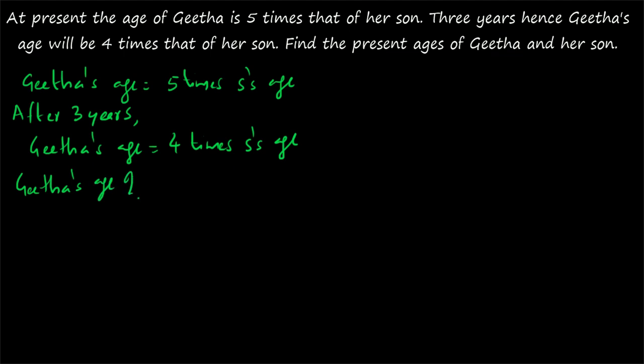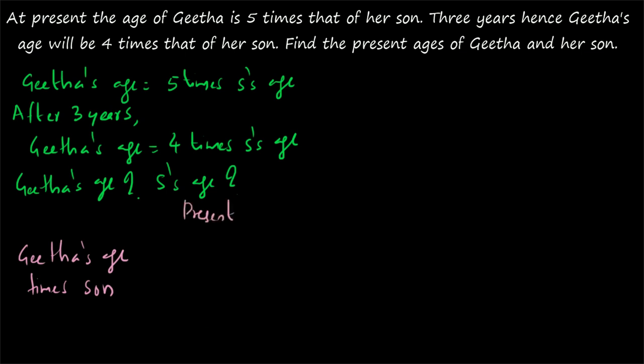So the relation between Gita's present age and her son's age is given, and also how the relation will change after 3 years is given. You have to find out the present ages of Gita and her son. So here also, Gita's age times son, that is the raw values. You have to write the number of times as the raw values. And here you have to write present first and then the future. So the future is 3 years after.